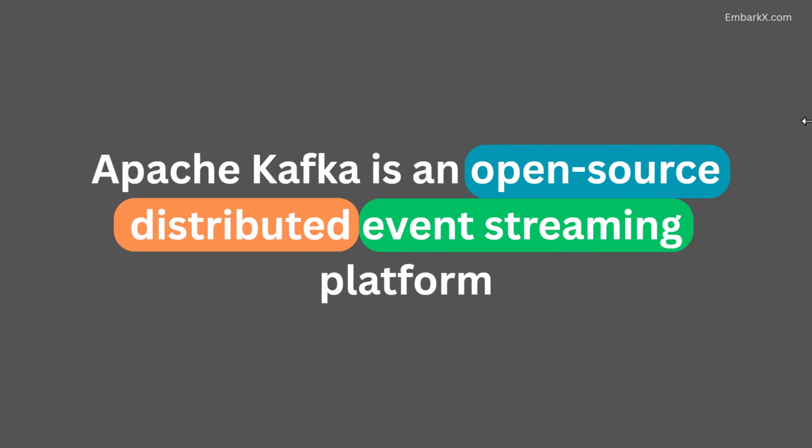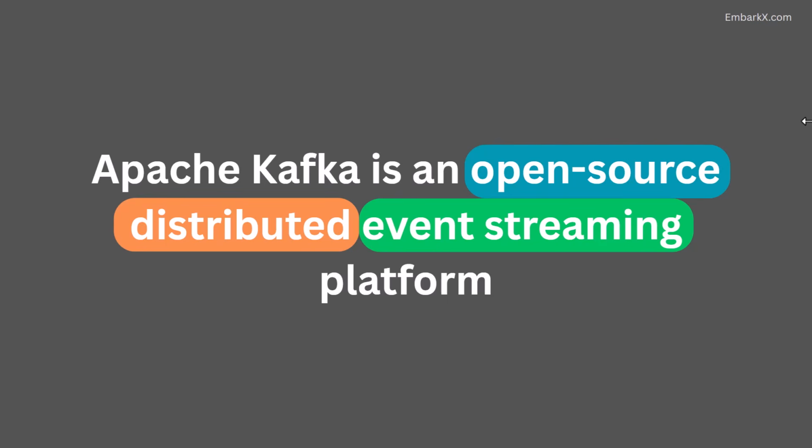Open source means it's freely available to use. Distributed means it can run in a distributed environment. We'll understand how this works as well. Event streaming, we'll understand the concept of event streaming as well. So these three things are something that you should remember. Let's talk about what event streaming is. Event streaming is a way of producing and consuming data.